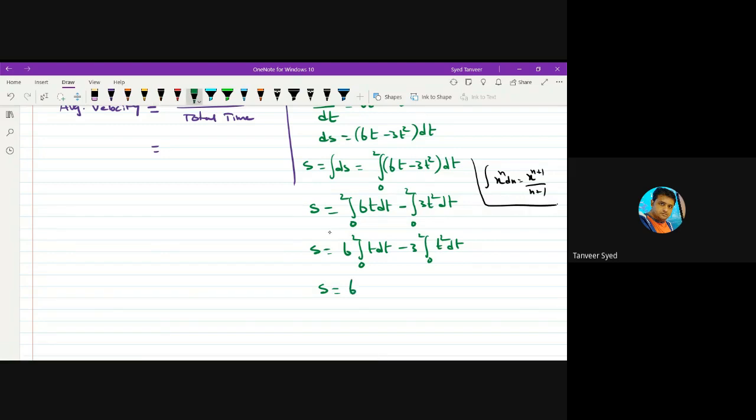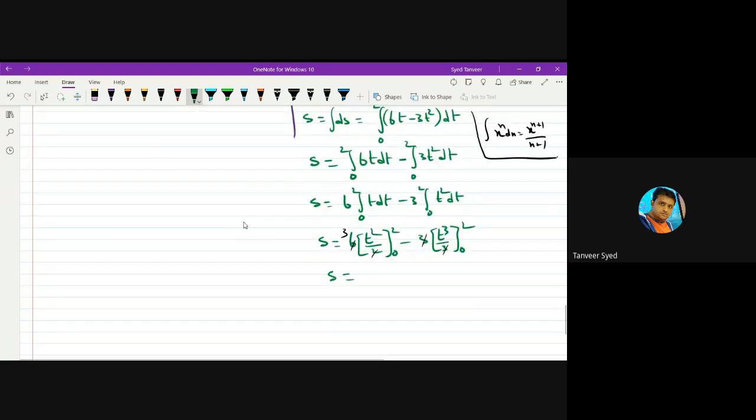So integral t dt is t square by 2, with limits 0 to 2, minus 3 integral t square dt, which is t cube by 3, 0 to 2. The 3s cancel, leaving 2 ones and 2 threes. Substituting the limits, s is equal to 3t square minus t cube. In place of t, 2: 2 square is 4, 4 threes is 12. 12 minus 2 cube, which is 8. 12 minus 8 is equal to 4 meter.